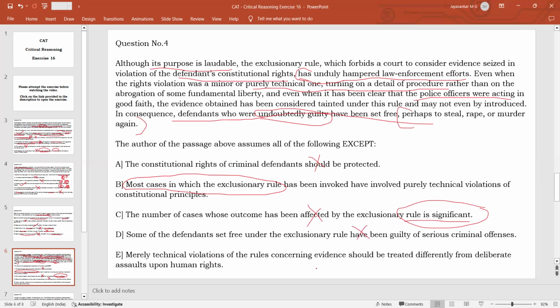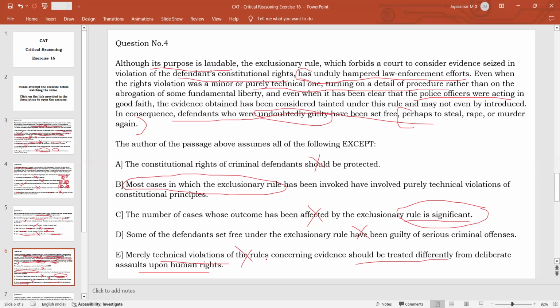Option E, merely technical violations of the rules concerning evidence should be treated differently from deliberate assaults upon human rights. Yes, that is why he says that in case of mere technical violations, this rule should not be invoked. There should be different treatment between human rights violation and merely technical violation. So criminals are also eligible for human rights. Whenever there are any violations of human rights by law enforcement people or police in collecting evidence, in such cases the exclusionary rule should be invoked, whereas in cases of technical violations, the rule should not be invoked. That is why there should be a different treatment. So this is again an assumption made by the author. Since this is a good assumption made by the author, not your answer.